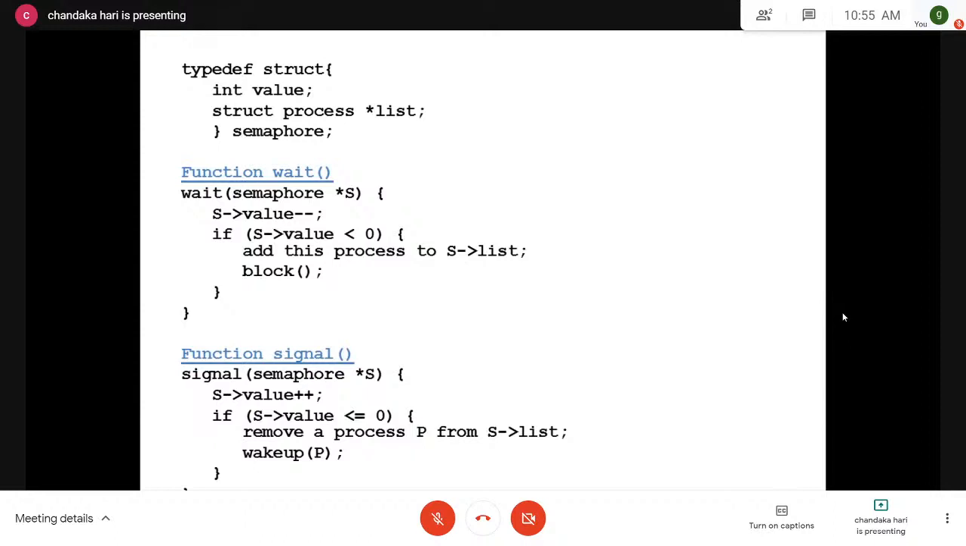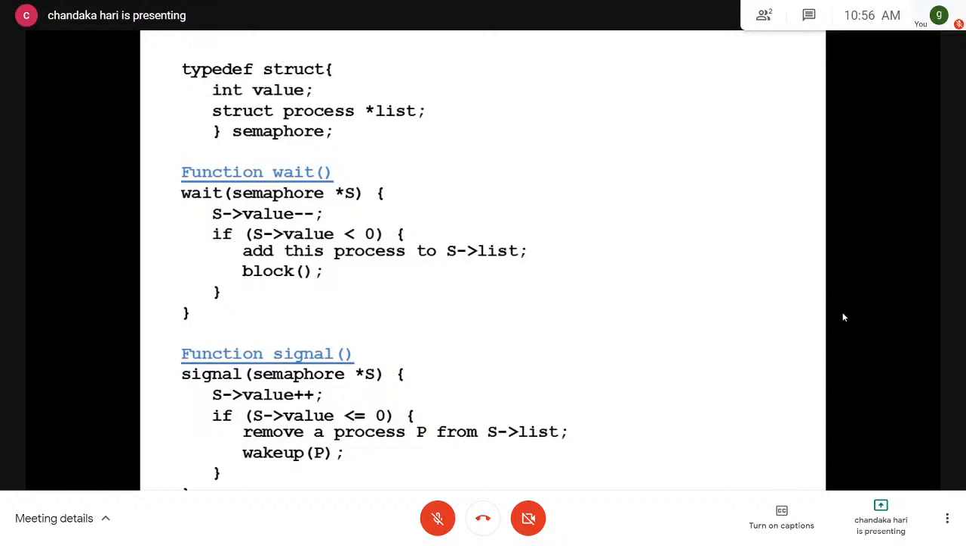0 minus minus, now it becomes minus 1. Minus 1 is less than 0. Then add this process to your linked list and ask it to wait in the queue and block itself. Please don't try to continuously make a requisition to the operating system. Once the resource becomes free, once the semaphore value becomes free, then the operating system itself is going to wake you up. Don't continuously knock on the CPU for this particular semaphore variable.